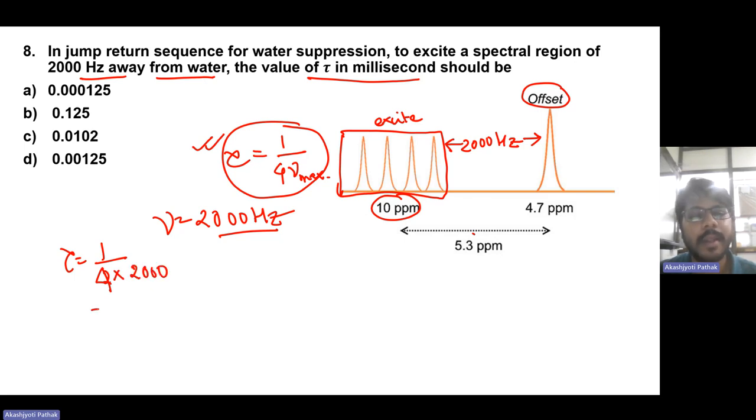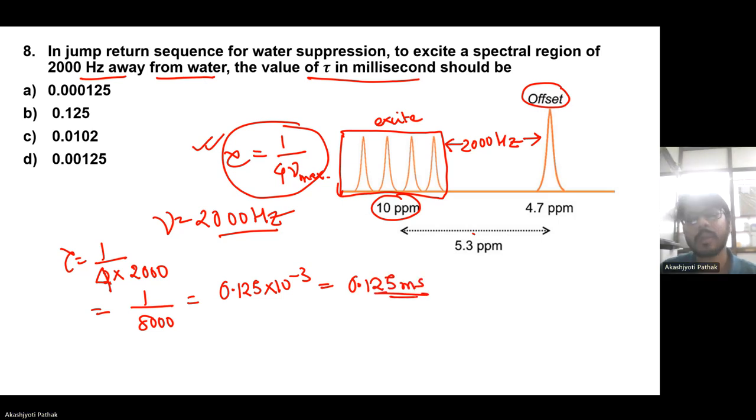So now if you calculate the value of tau, 1 by 4 into 2000, what you will get is 1 by 8000. You have been asked to find the value of tau in millisecond. Okay, so it will be 0.125 into 10 to the power minus 3, which means 0.125 milliseconds. So the answer of this question is 0.125 milliseconds.